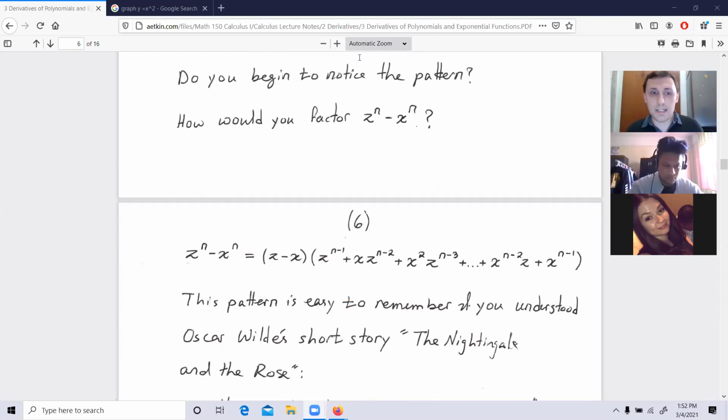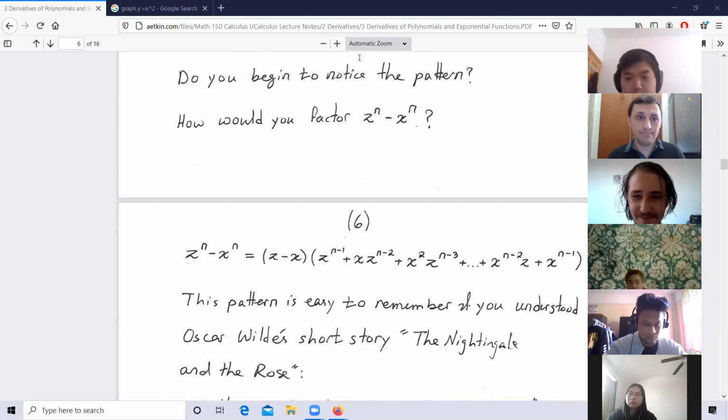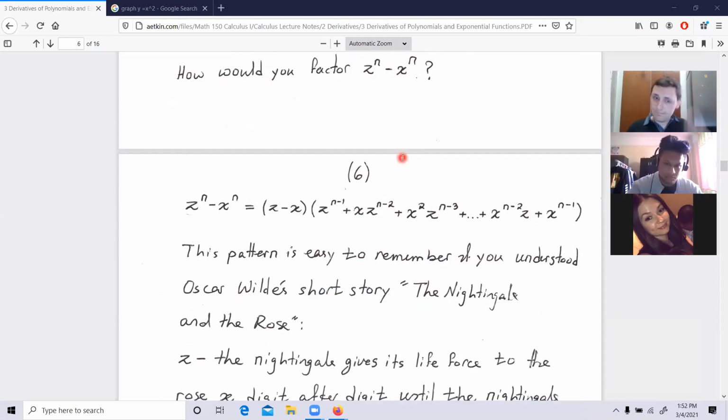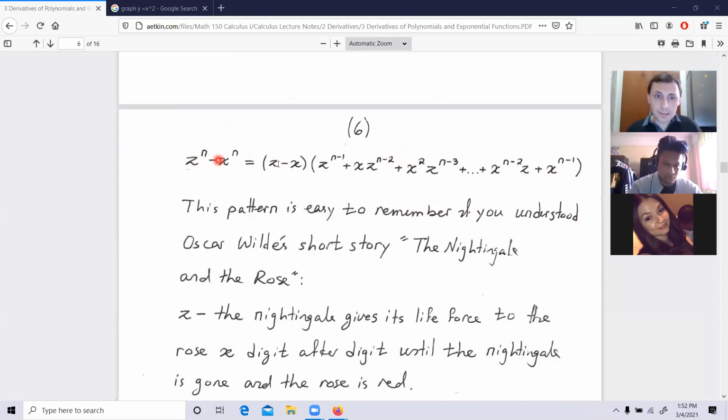This is z to the n minus x to the n. What's the general pattern there? It is z minus x, times z to the n minus 1, as Christiana said, plus x z to the n minus 2, plus x squared z to the n minus 3, and so on until there is no more z. Now, how many terms are added here? If it's n, how many terms am I adding here?